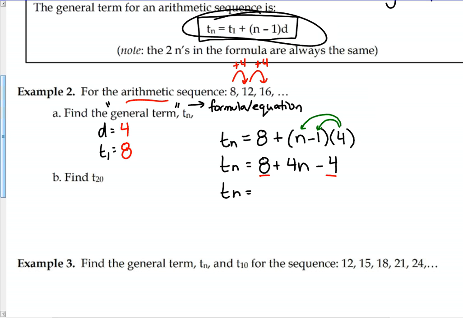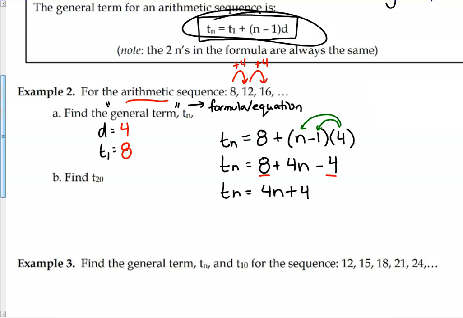Here they are. Those are our like terms. And just like mx plus b from 10c, we like the variable first and then the constant. I'm going to put the n first. So 4n, 8 minus 4, plus 4. So there it is. You can check your work one of 2 ways.